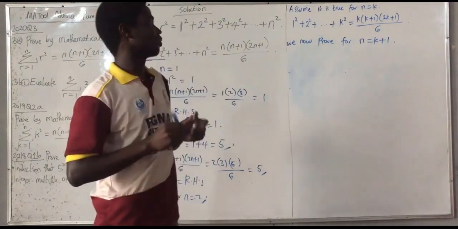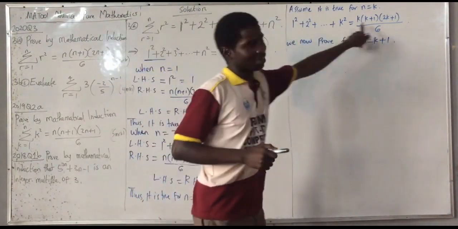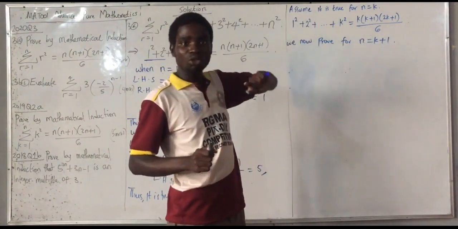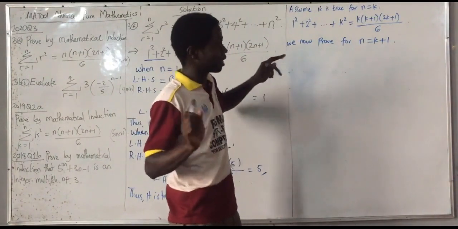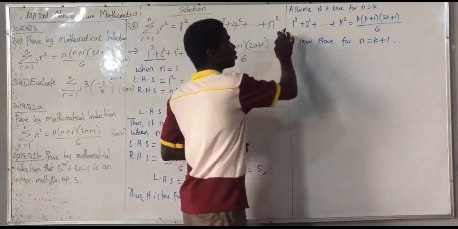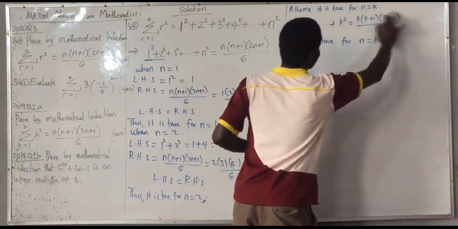Let me show you something. Let me write all these things. You will start from what you assume. That is where you will start from. Look at what I'm trying to say. This is what I assume: assume it is true for n equal k. This is what I've written.